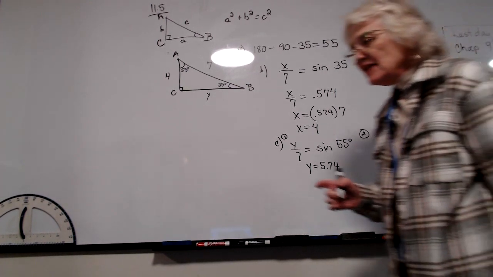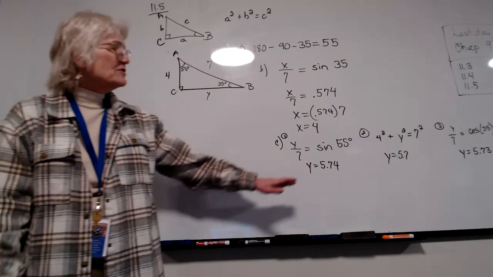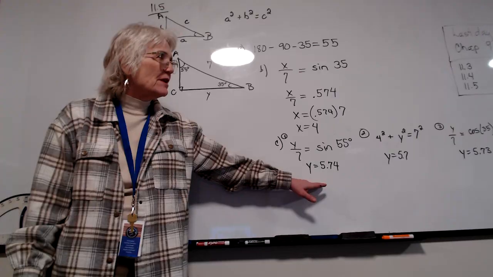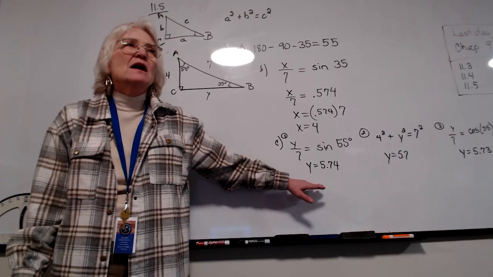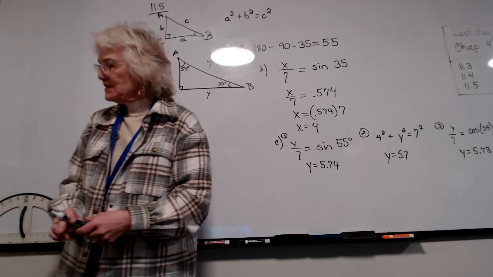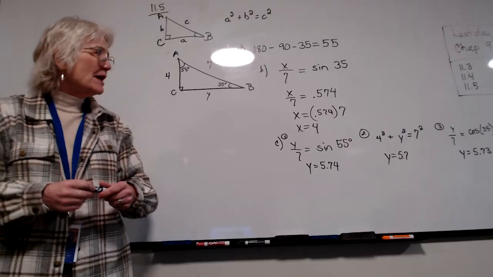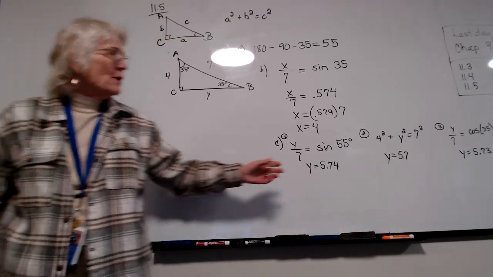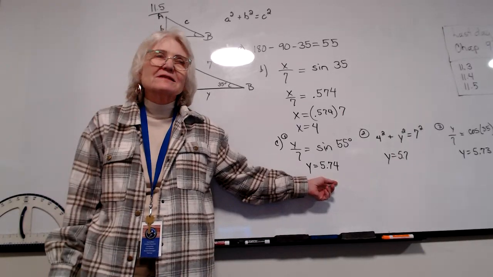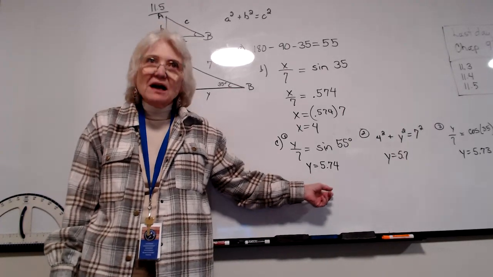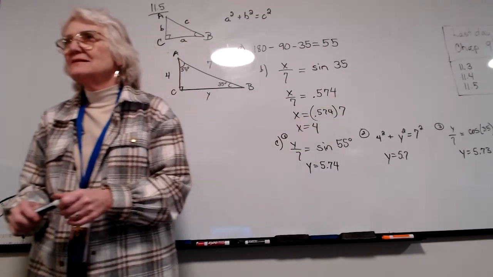If I were to round to the nearest tenth, notice that we would get 5.7 on every one of these, okay? Why are they off just slightly? Because we're rounding. Because we're making rounding errors. So when we're doing this, it's going to give us very close, but not exact, because you're making some rounding errors in the process, okay?